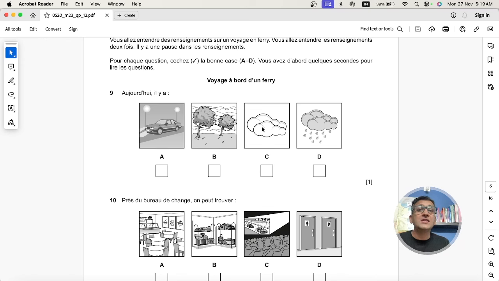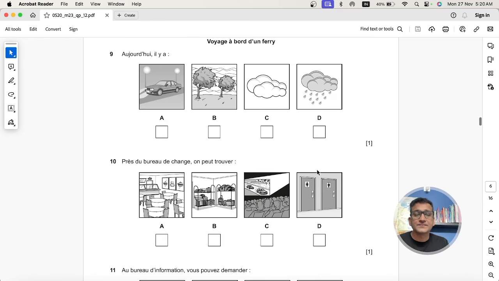Il y a quelques nuages means there are some clouds. So it means the option is, fine, C. So this is clouds. Fine. So it means you need to know the vocab for the weather in this particular section.